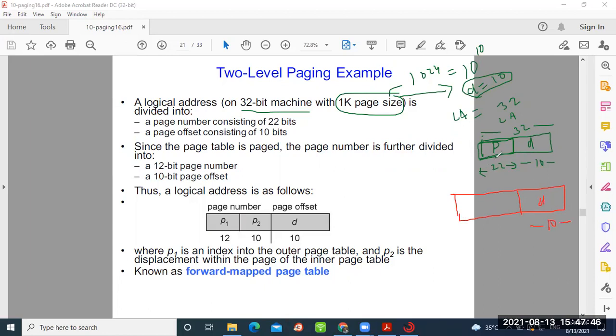Now this P is further divided into two page tables. I will name one as P1 and the other one as P2. Now what size will I assign? P1 I will assign as 12 and P2 I will assign as 10. So what we have actually done is this particular page is divided into two level pages.